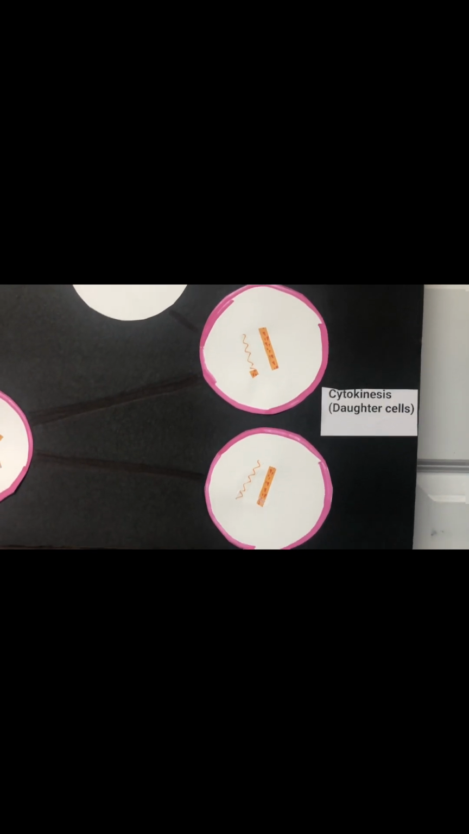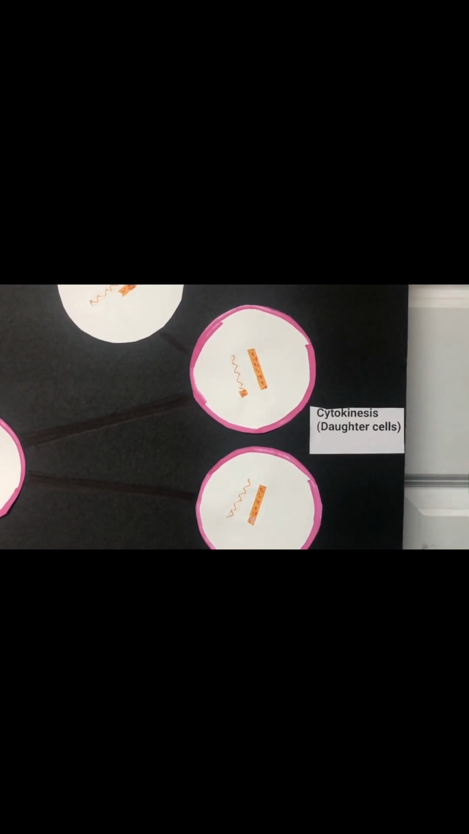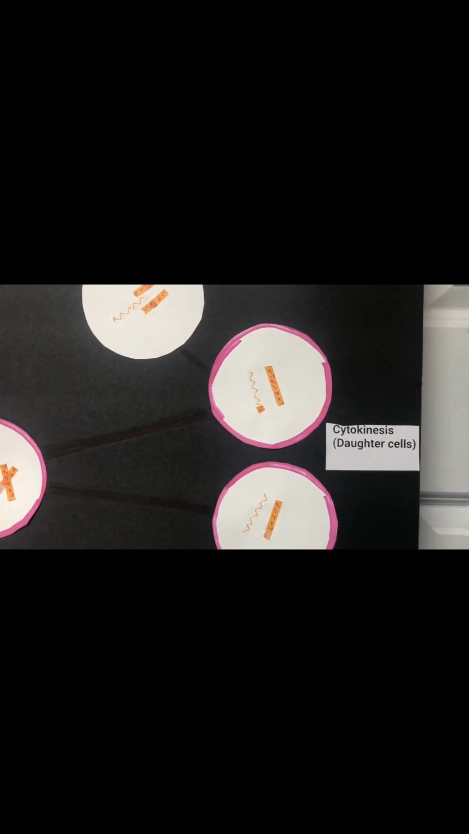The nuclear envelope reforms, chromosomes condense, forming spindle fibers. Chromosomes line up along each other at the metaphase plate in the daughter cells. Sister chromatids separate at the cell poles. Then the chromosomes arrive at the cell poles, the nuclear envelope forms, cytokinesis occurs, and four haploid daughter cells are produced.